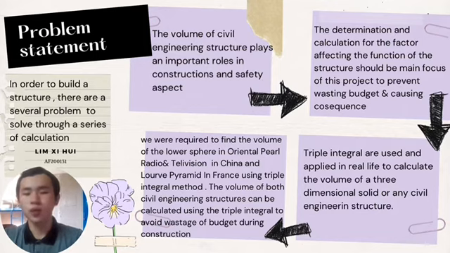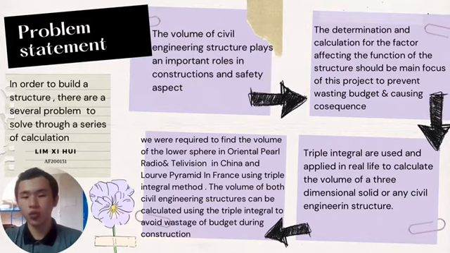AF200131. In order to build a structure, there are several problems to solve through a series of calculations. The volume of a civil engineering structure plays an important role in construction and safety. The determinations and calculations for the factors affecting the functions of the structure should be the main focus of this project to prevent wasting budget and causing consequences. Triple integrals are applied in real life to calculate the volume of a three-dimensional solid, that's 3D, or any civil engineering structures.